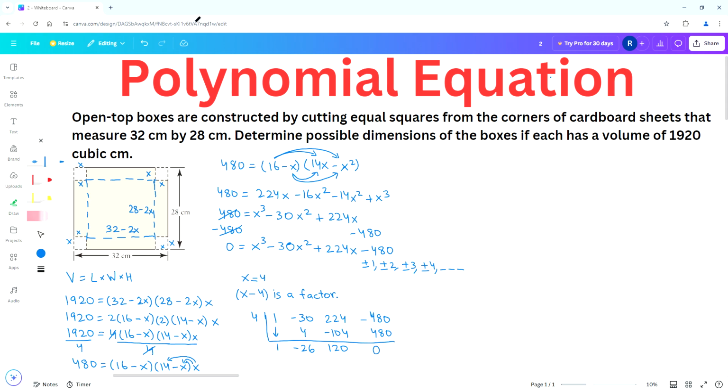The last number represents the remainder of the polynomial division. It is equal to 0. That proves that x minus 4 is a factor of the cubic polynomial we got.